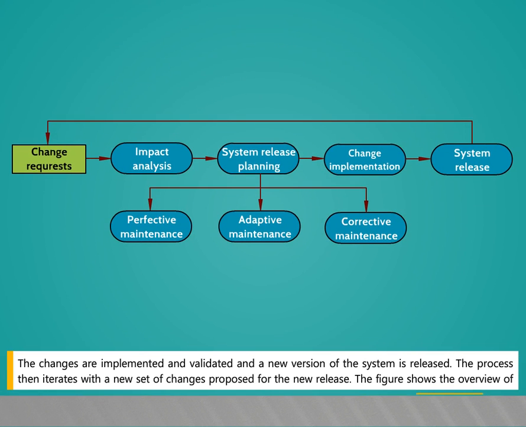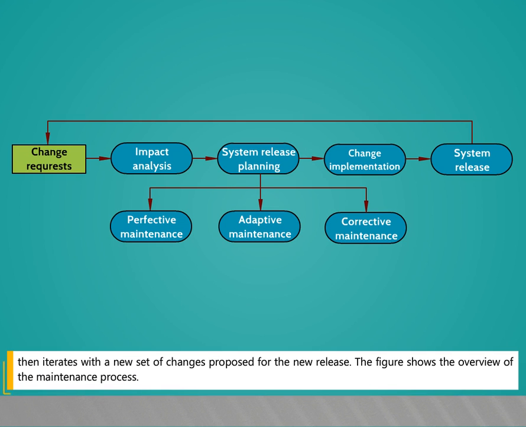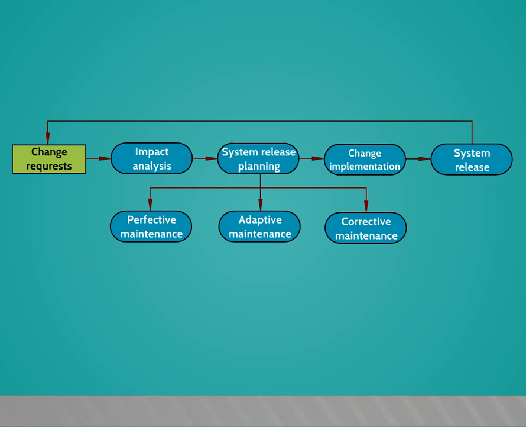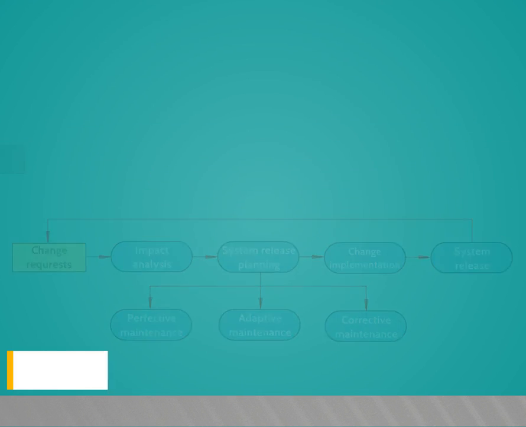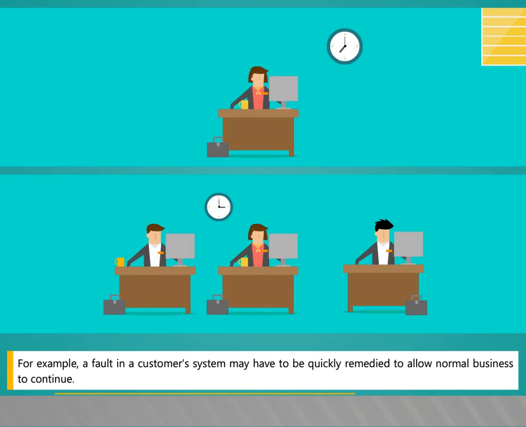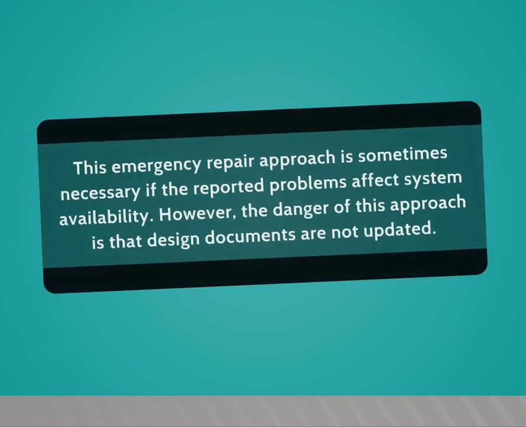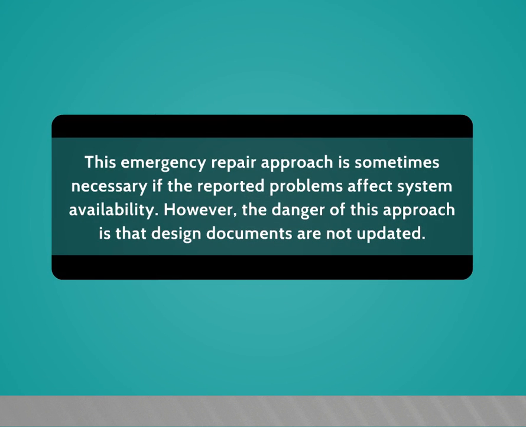The changes are implemented and validated, and a new version of the system is released. The process then iterates with a new set of changes proposed for the new release. The figure shows the overview of the maintenance process. Change requests sometimes relate to system problems that must be tackled urgently. For example, a fault in a customer's system may have to be quickly remedied to allow normal business to continue. This emergency repair approach is sometimes necessary if the reported problems affect system availability.